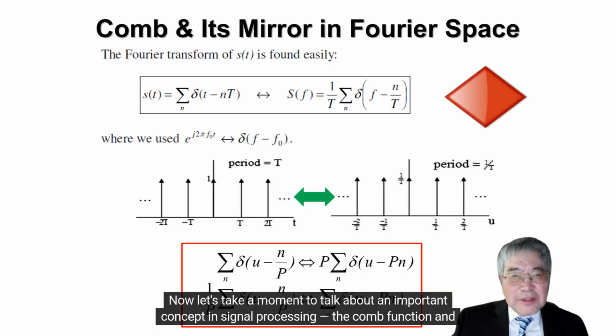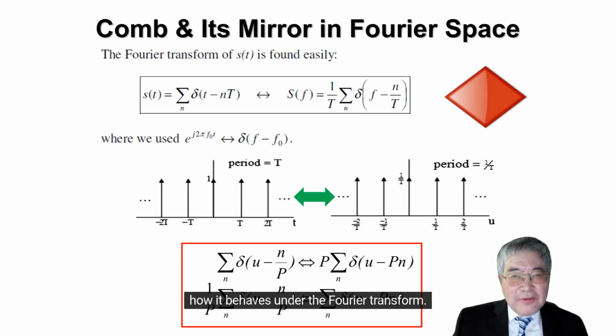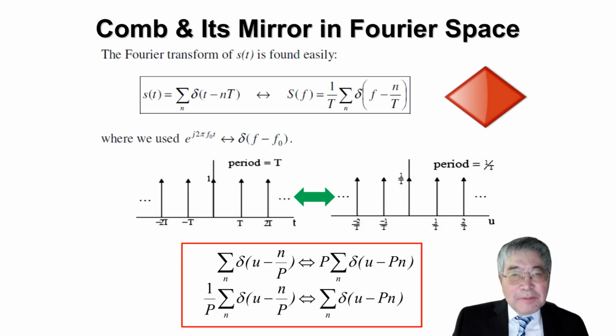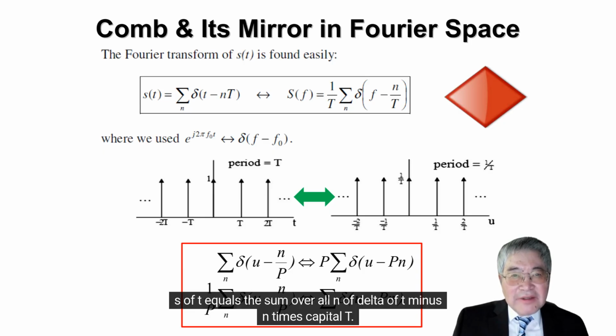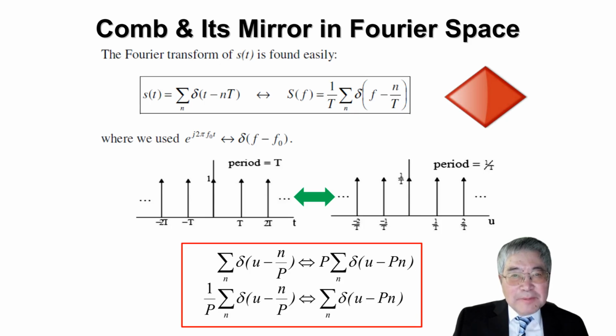Now let's take a moment to talk about an important concept in signal processing, the comb function and how it behaves under the Fourier transform. Let's start with this equation at the top. It says S of t equals the sum over all n of delta of t minus n times capital T. This is what we call a delta train or comb function in the time domain. It's a series of impulses evenly spaced by T units.